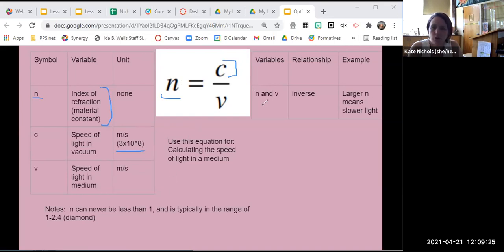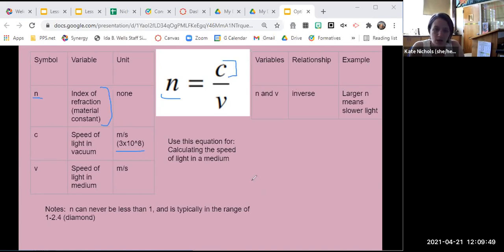The one relationship that's relevant and useful to have in your brain is that n and v are inverse. So the bigger the n, the smaller the v, because it's essentially a ratio, right? It's a ratio of speed of light to that speed. So the bigger the ratio, the smaller the v value ends up being. So the larger n means slower light in that medium.